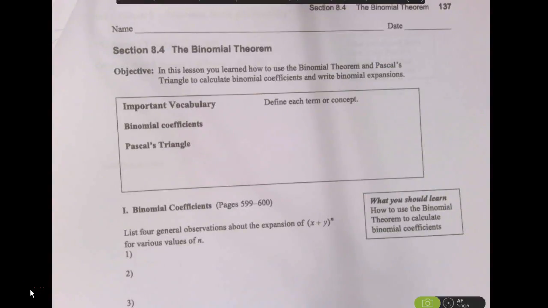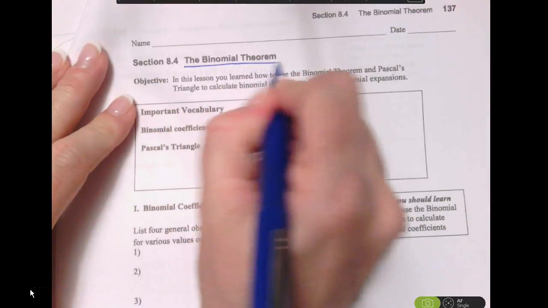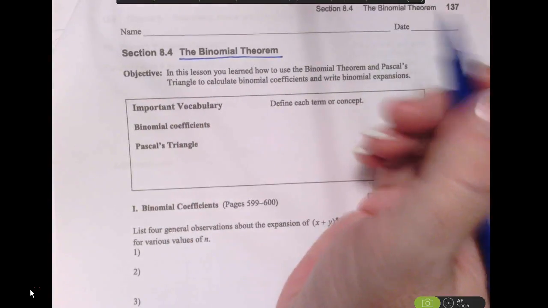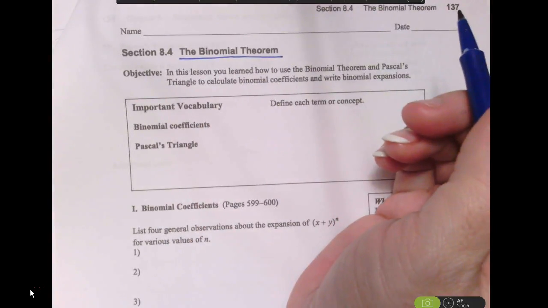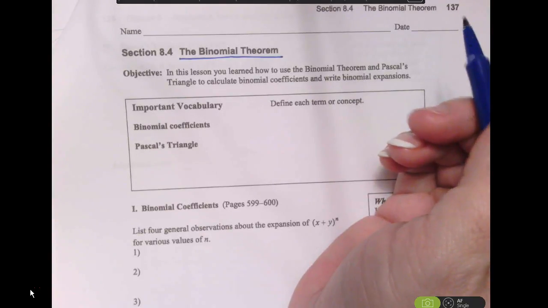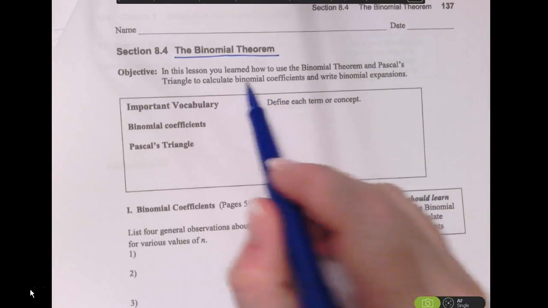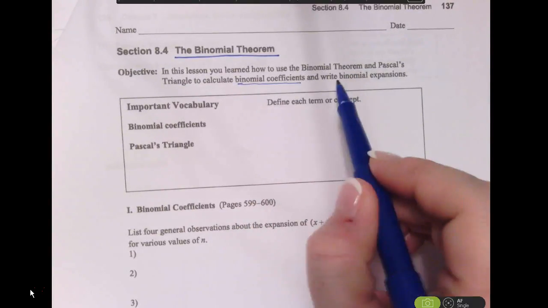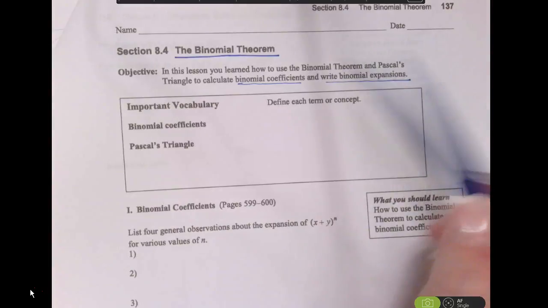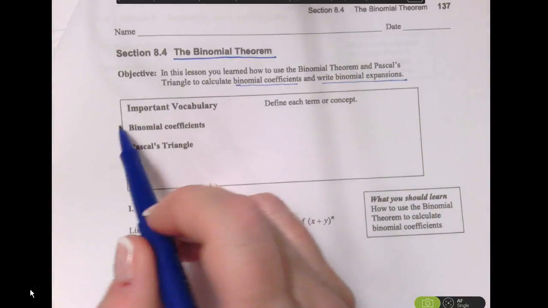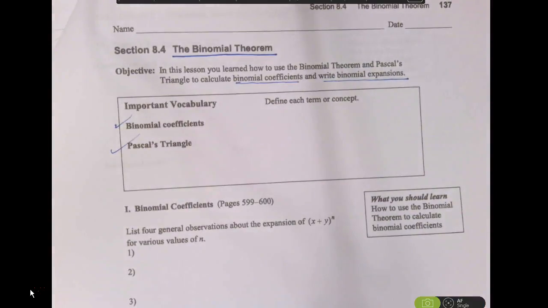Good morning, students. This lesson is from Chapter 8, Section 8.4, called the Binomial Theorem. And I'm wondering if this is possibly the first time you've ever learned about this. But we're going to learn how to use the binomial theorem and Pascal's triangle to calculate binomial coefficients and write binomial expansions. So I'm going to skip over the important vocabulary because we're going to cover that in the chapter.